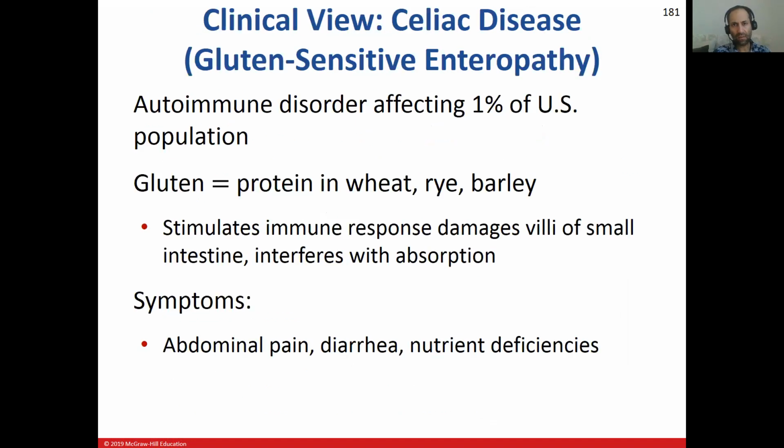So celiac disease, also called gluten-sensitive enteropathy, affects about 1% of the US population. This again is an autoimmune disease, which means it's more common in females by definition, right? And what happens is they're sensitive to this protein in wheat, rye, and barley products called gluten. So whenever they eat gluten products, it stimulates their immune cells to the point where there's damage to the villi of their small intestines, all right?